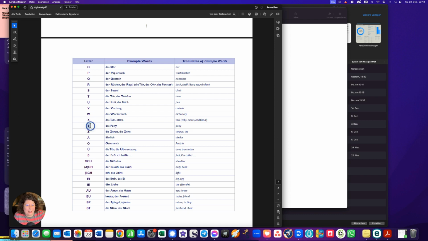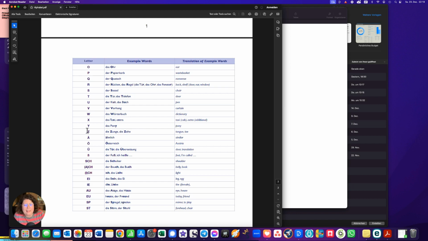So this letter we call Y. Actually, we call it Y. That's the name of the letter. And there are different ways of pronouncing this. The most frequent one is probably like I. Pony, das Pony. That's a pony, a small horse.